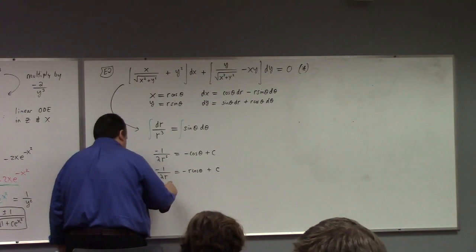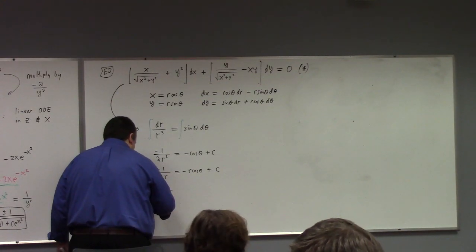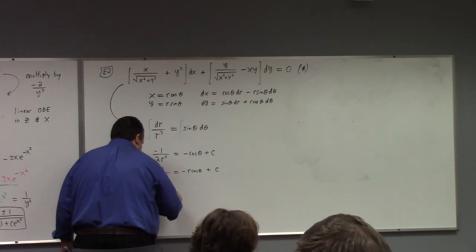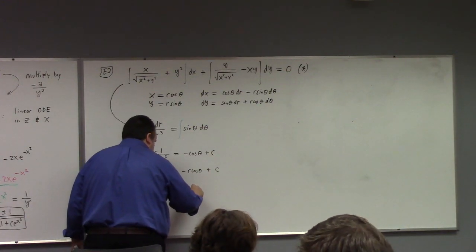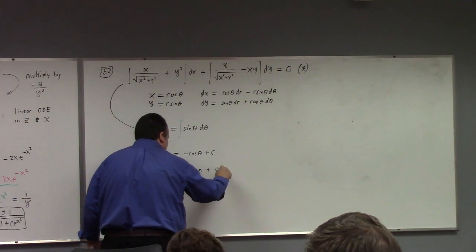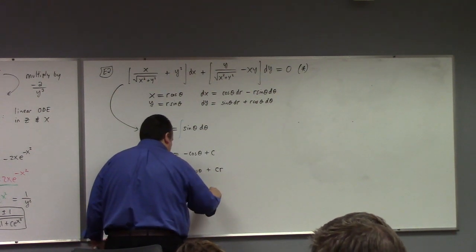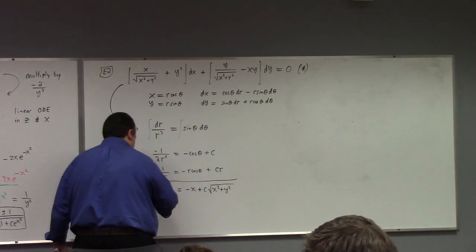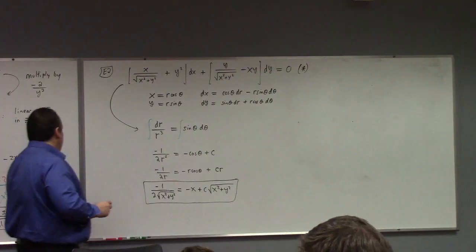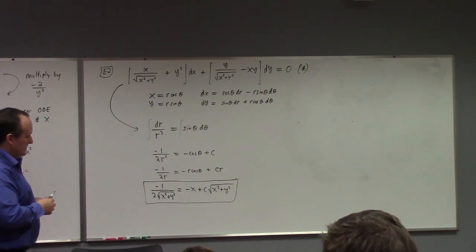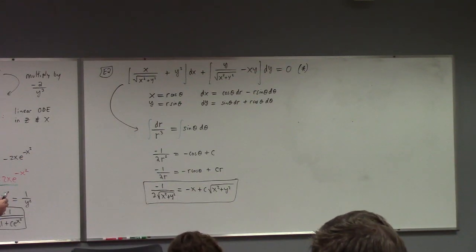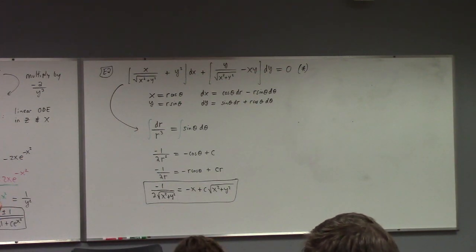So if I convert back into Cartesian coordinates, it's minus 1 over twice the square root of x squared plus y squared is equal to minus x plus c times the square root of x squared plus y squared, right? So there you go. That's the implicit general solution to example 2. I don't think I would have found that without this technique, right? Without changing to polar coordinates.